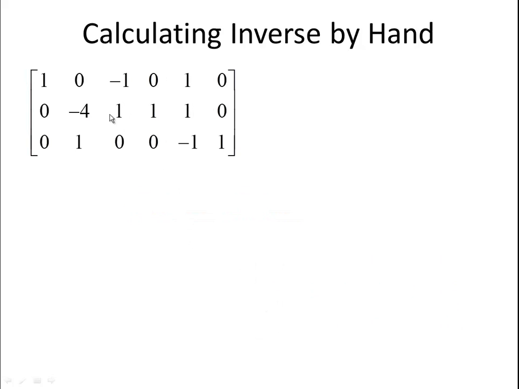Our next goal is to create a 1 right here in the diagonal. So now I'm in the second row. I want to create a 1. Two ways of going about this. We could multiply this second row here by a -1/4. That'll create a 1 there.